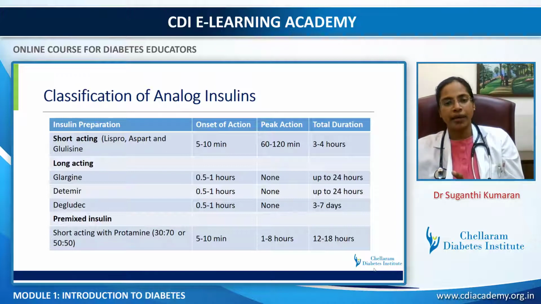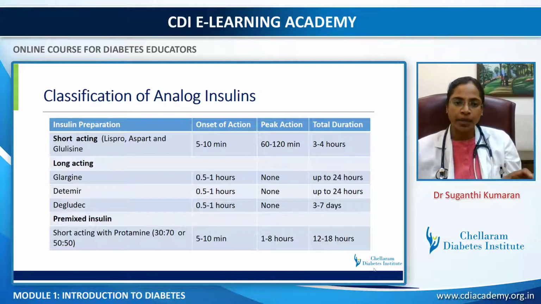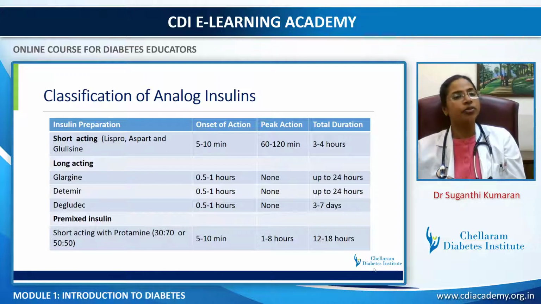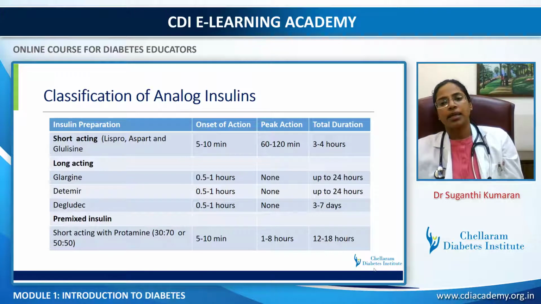The premixed insulin category includes a combination of short acting protamine with a longer one, which is 30:70 is one ratio. The other ratio that is available is 50:50. This acts within 5 to 10 minutes, lasts for about 18 hours. The peak is between 1 to 8 hours.